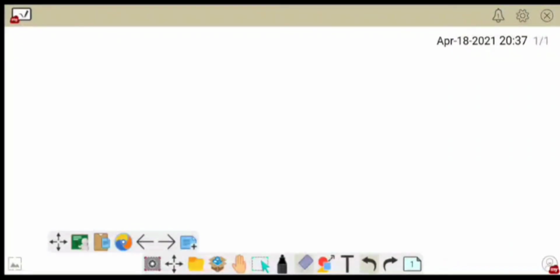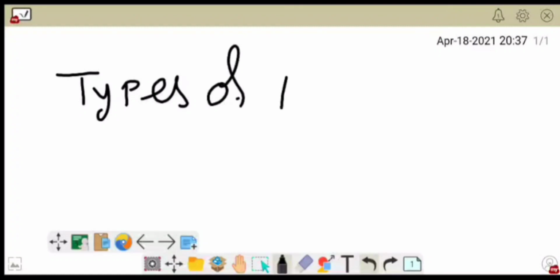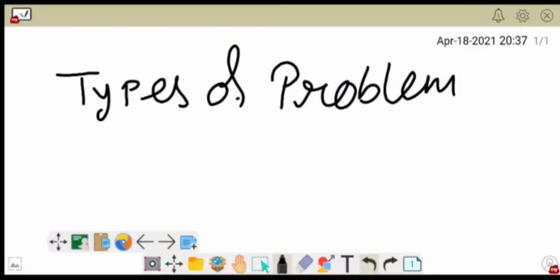So friends, in the last video I explained the concept of the assignment problem and the types of problem. How many types of problem were there? There were seven types of problem, and I have given some square matrix formations of these types of assignment problem.